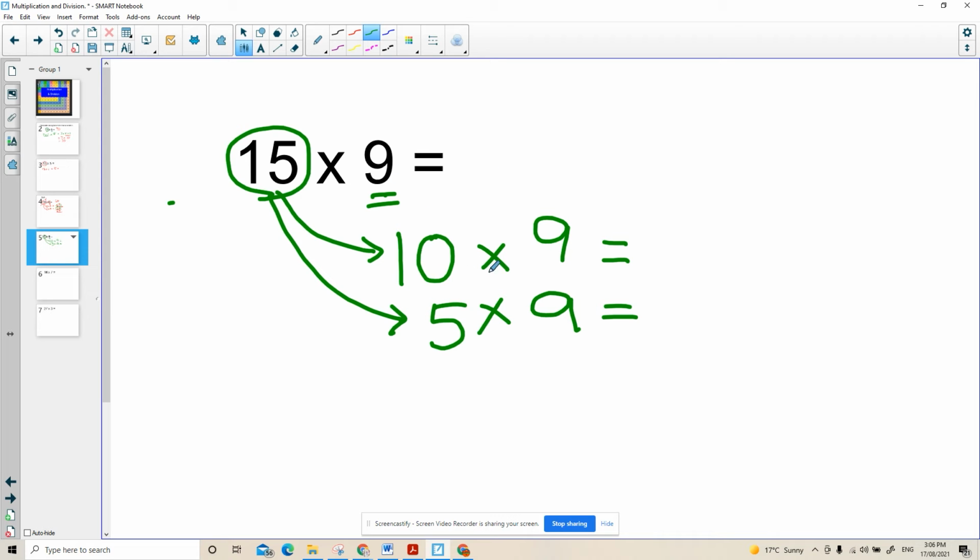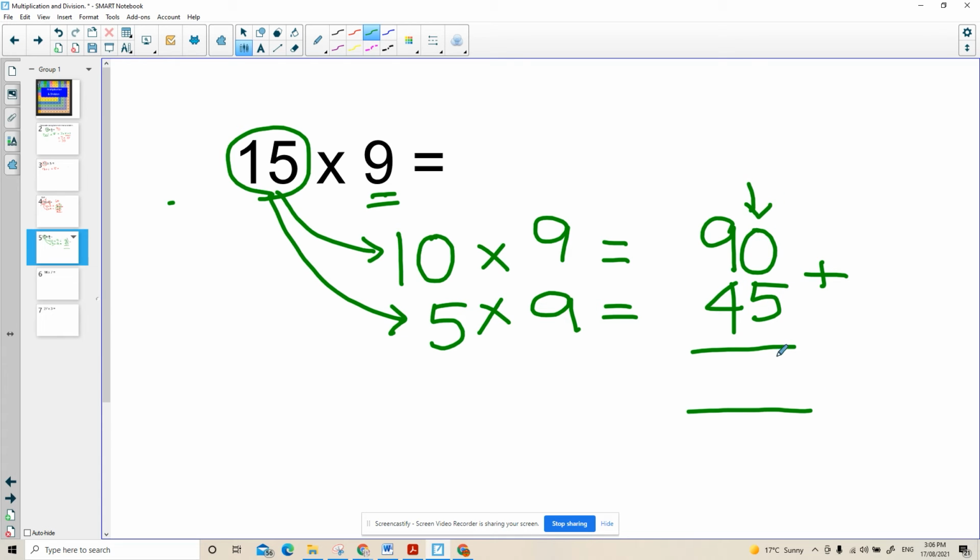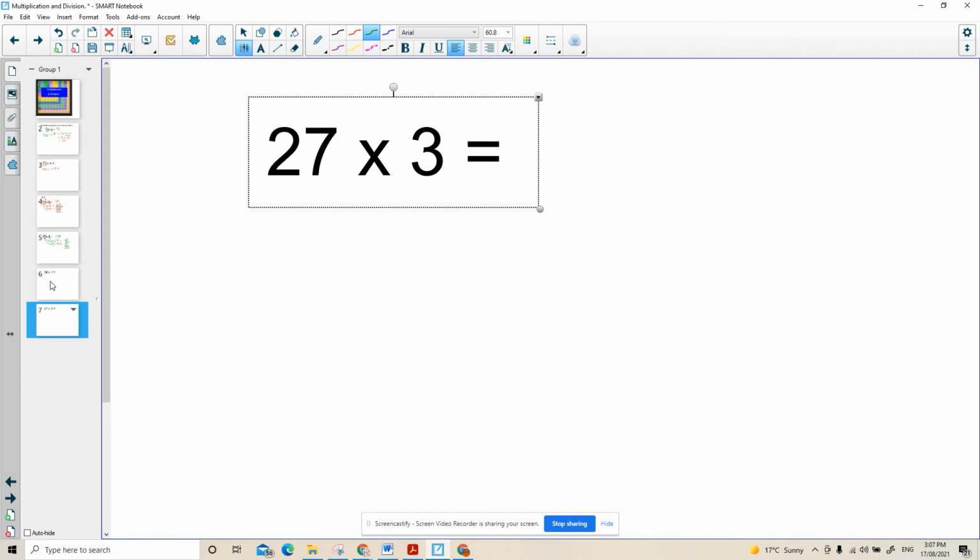So let's work this through. What's 10 9s? 10 9s are 90. What are 5 9s? 45. And if you know your times tables off by heart, this is super easy. So we're going to start with the units. 0 plus 5 is 5. And 9 plus 4 is 13. So the answer is 135. Right, let's look at another example.